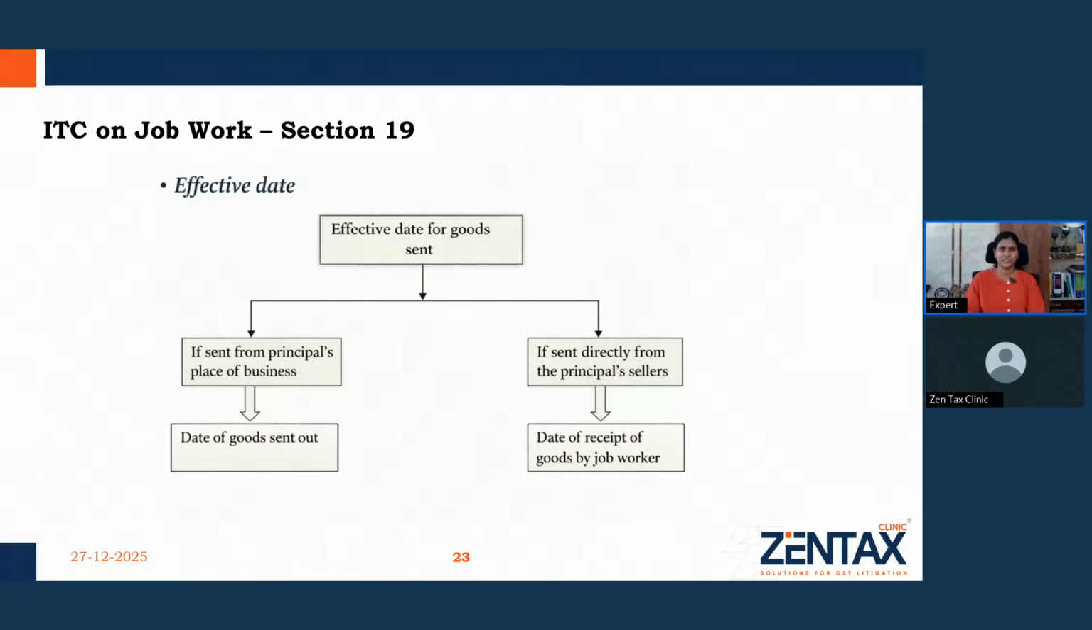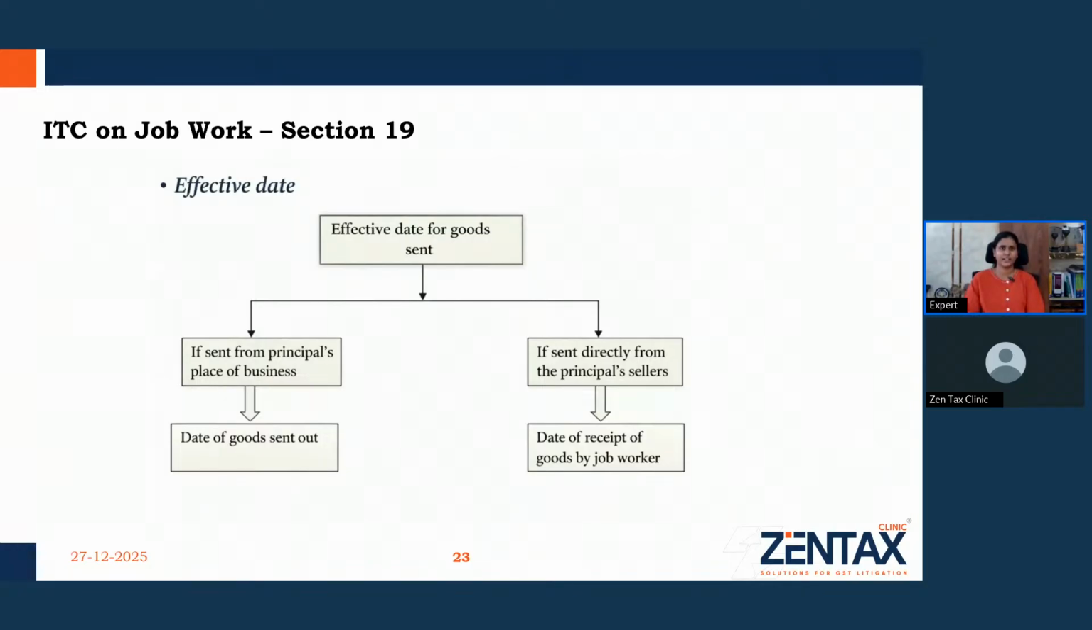We have discussed the goods should be sent back within 1 year or 3 years from the effective date. So what is this effective date? We will take two different scenarios for this effective date. If any goods are sent from the principal's place of business, that is, the principal is sending the goods directly from his place of business, then in such a scenario, the effective date will be the date of sending of those goods, that is, the date on which the goods were removed from his place.